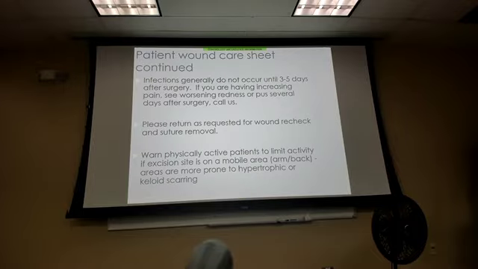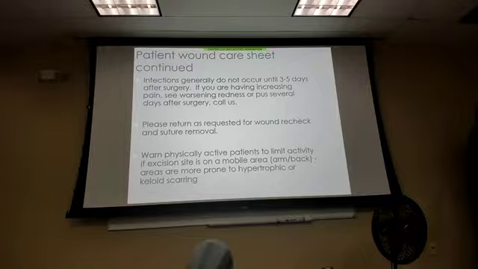More things to tell the patient. Infections generally do not occur until 3 to 5 days after surgery. If you are having increasing pain, redness, or pus over several days, call us. Please return as requested for wound recheck and suture removal. Warn physically active patients to limit activity if the surgical site is a mobile area, arm or back, and then we want to prevent hypertrophic scars.